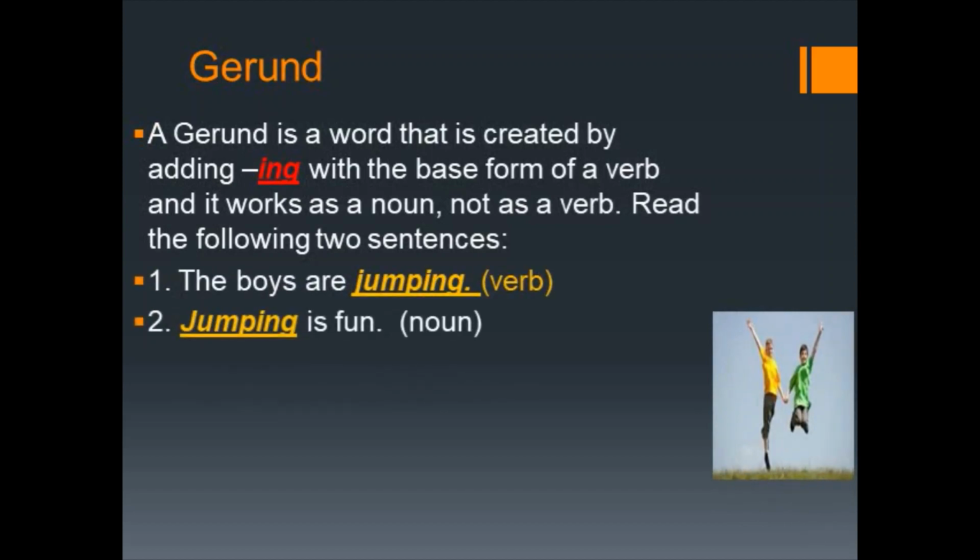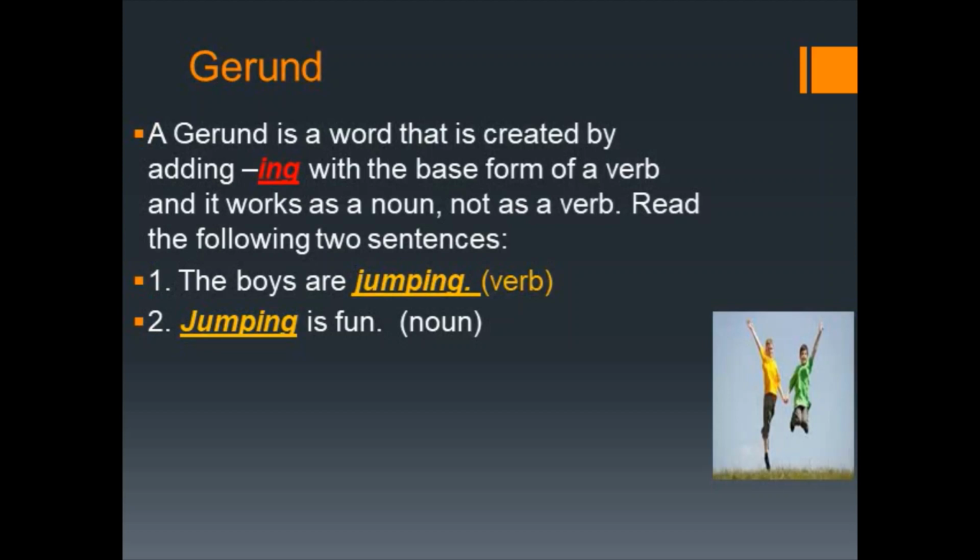Look at the first sentence. The boys are jumping. Here jumping is in action. That's why it's a verb. The boys are jumping. But look at the second sentence. Jumping is fun. Here jumping works in sentence 2. Jumping works as the name of the action.